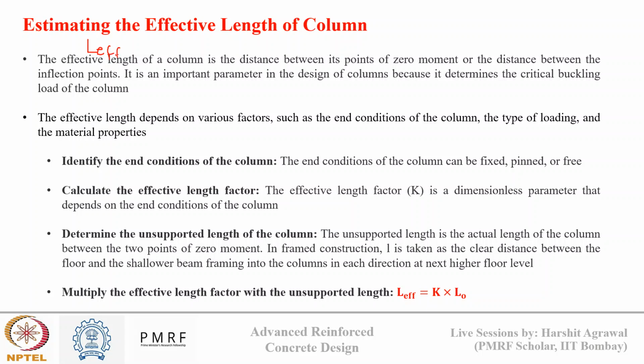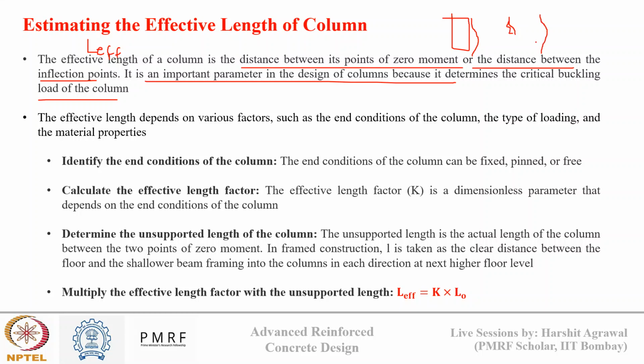It is the length of the column, the distance between the points of zero moment, or the distance between the points of inflection. It is an important design parameter for a column because it determines the critical buckling load of a column. So when a column undergoes bending, suppose this is my column and this is how it is undergoing bending.